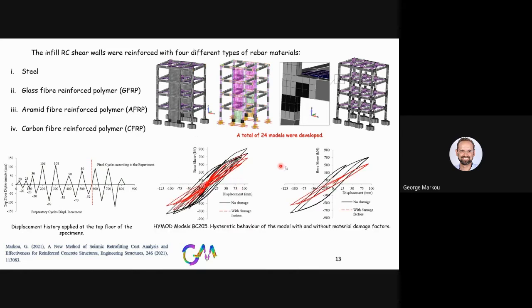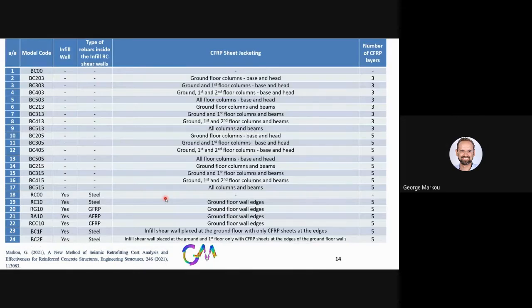Also, we performed some analysis, in this case, in order to show the contribution of the damage factors. As you can see, the black line shows the hysteretic loops for the case of the nonlinear analysis without the proposed damage factors, and the red represents the hysteretic loops of the case where the damage factors are activated. This was the case of BC205. I will explain now what this means.